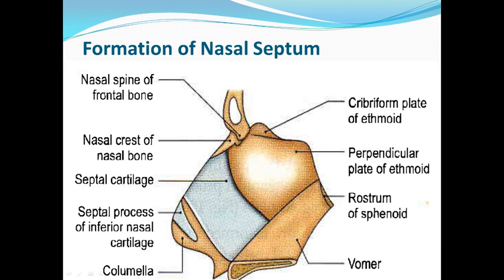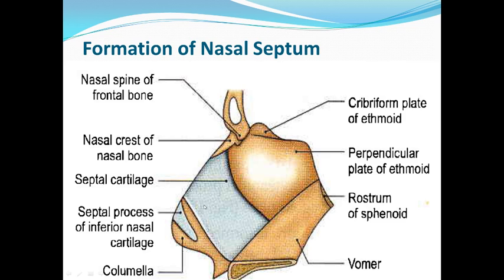You can see in this figure the nasal spine of the frontal bone, which is attached to the perpendicular plate of the ethmoid. Then we also have the cribriform plate of the ethmoid, the rostrum of the sphenoid, and the nasal crest of the nasal bone. So these are some other bones whose margins are attached to the two basic bones, the perpendicular plate of the ethmoid and the vomer, which form the bony skeletal framework of the nasal septum.